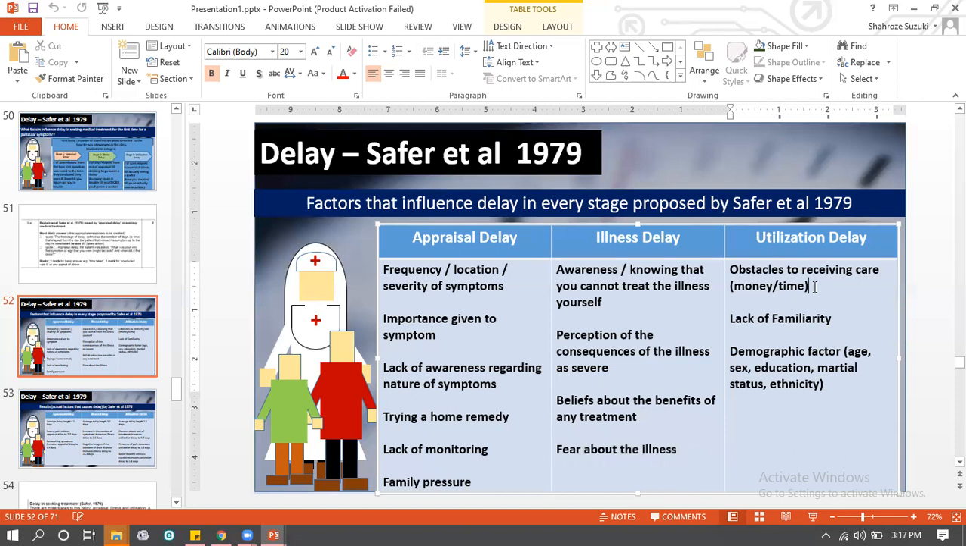Utilization delay: why do you not go to a doctor even though you want to go? Maybe some people don't have time and money, right? Some people don't know where the doctor is because they're in a new location, they lack familiarity, and these other variables play a factor.